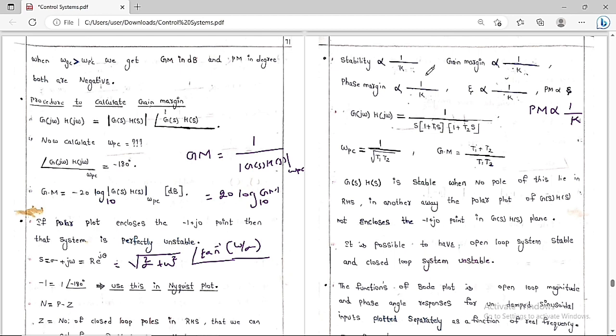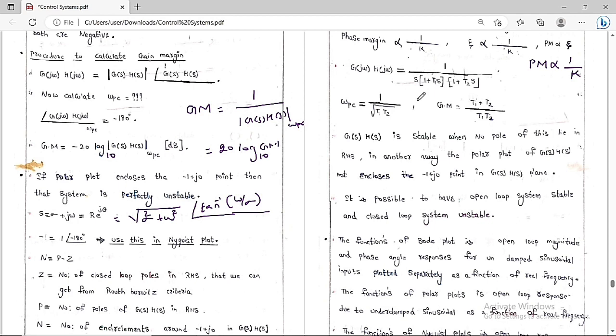Gain margin is inversely proportional to system gain. Phase margin is inversely proportional to system gain. Damping ratio is inversely proportional to system gain. Simply we can say the phase margin is proportional to the damping ratio also. So finally I can say stability, gain margin, phase margin and damping ratio are all inversely proportional to system gain, and the phase margin is directly proportional to the damping ratio.